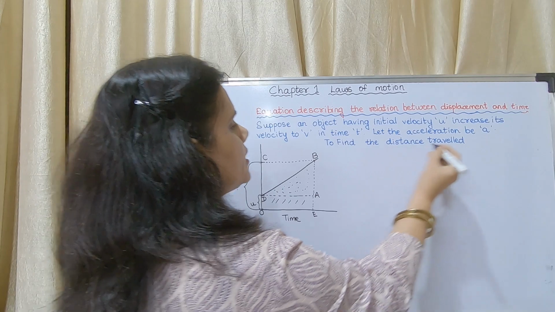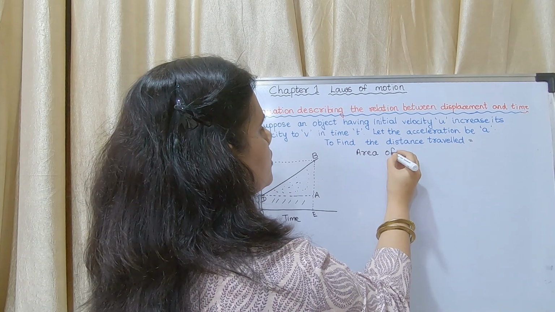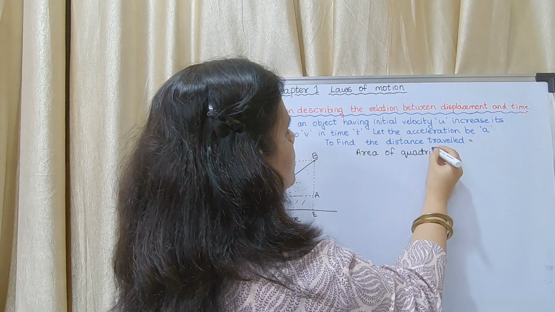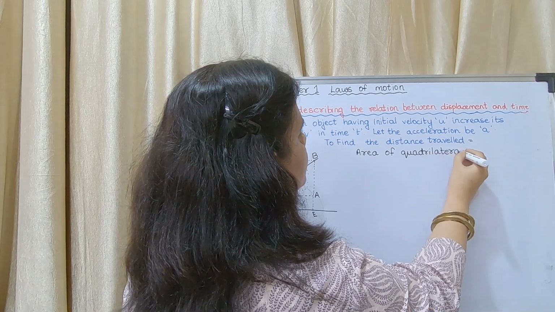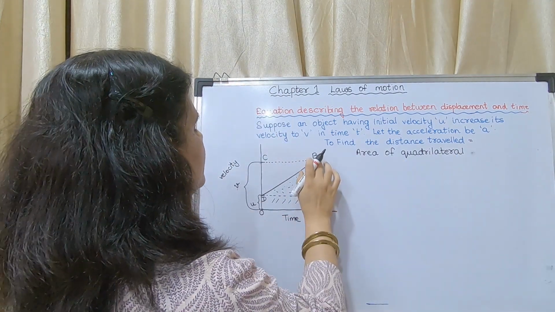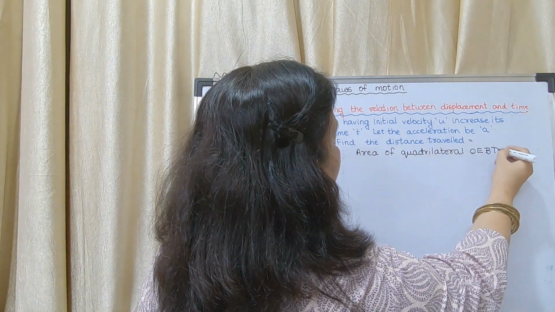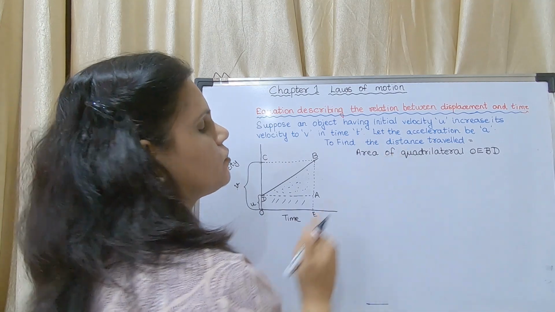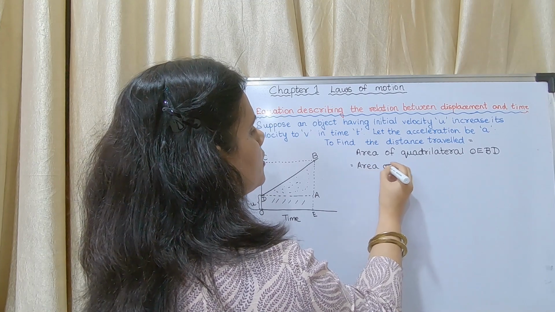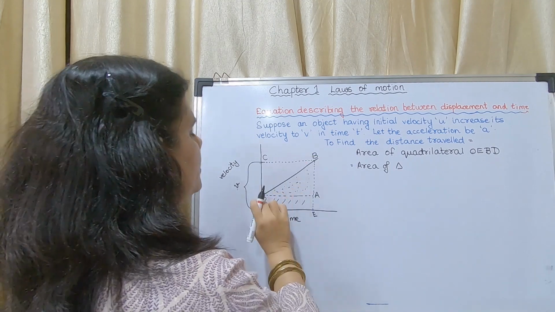So I will show you. Distance travelled is equal to area of quadrilateral. What is the name of the quadrilateral? It is OEBD. This is the quadrilateral. The area of quadrilateral OEBD is equal to area of triangle. What is the triangle? ABD.